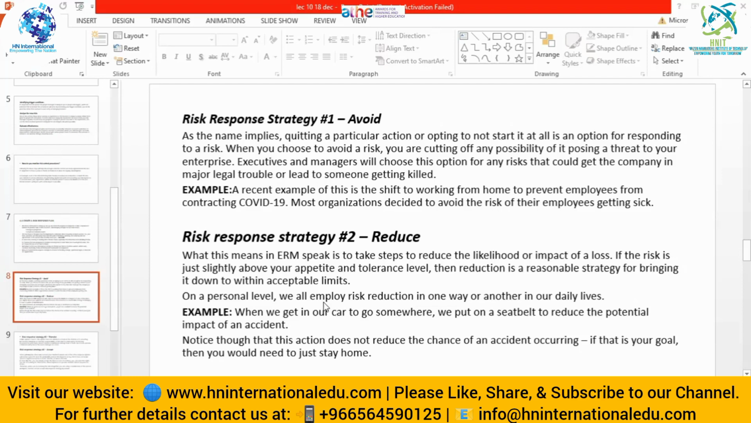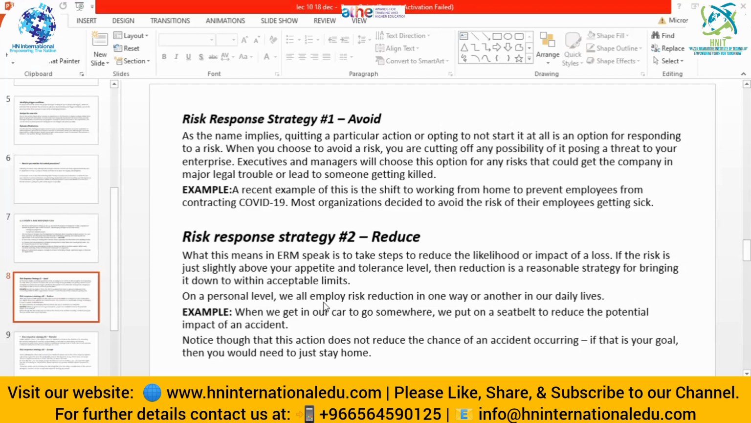Now it's their responsibility to take steps to reduce the likelihood or impact of a loss. If there is a loss, it is the risk management team's responsibility to reduce the effect. If the risk is just slightly above your appetite and tolerance level, then reduction is a reasonable strategy for bringing it down to within acceptable limits.